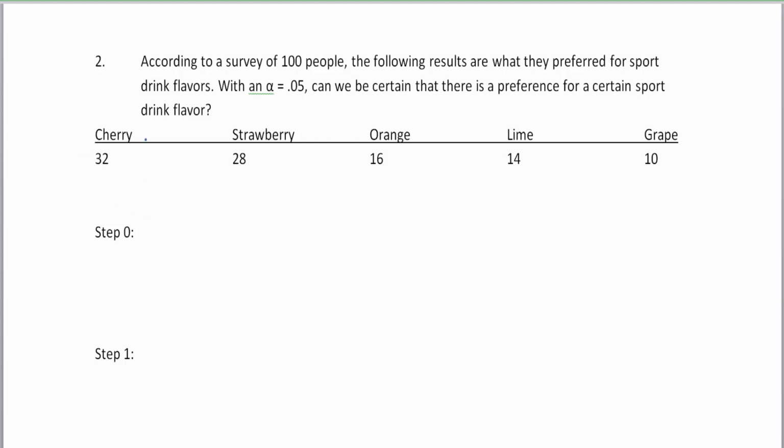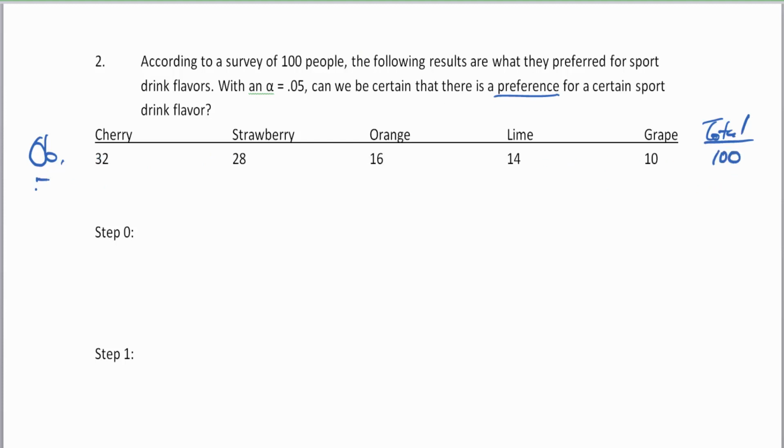Step 0, well, first of all, let's chalk this up to be our observed, because according to a survey of 100 people, the following results are what they preferred for sports drink flavors. With an alpha of 5%, can we be certain that there is a preference for a certain sport drink flavor? So, again, we should probably have a total column here, just in case there were any discrepancies in the story problem, and if you add up all 5 of these numbers, you do get 100.